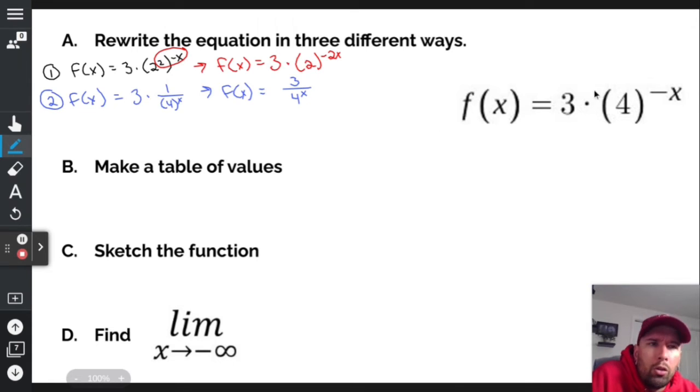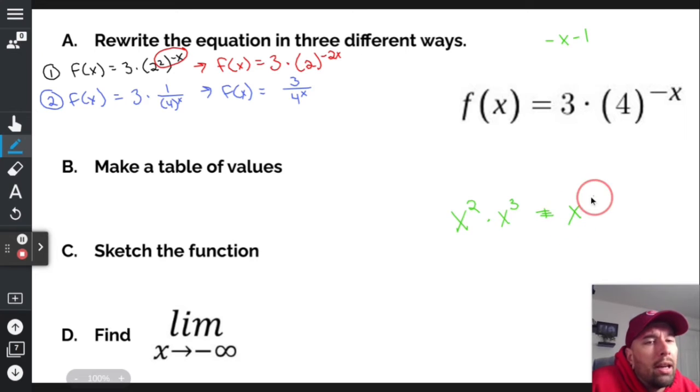If I wanted to make this have the exponent regular x minus 1, first off, I have to use this formula right here. Why don't I make it negative x minus 1? Why not? I have 4 to the negative x. I want to make this negative x minus 1. How can I make this negative x minus 1? We remember from up here that when I have an exponent to an exponent, you multiply the exponents. When you multiply two terms like x cubed times x squared, you add exponents. So that's going to equal x to the 5th.